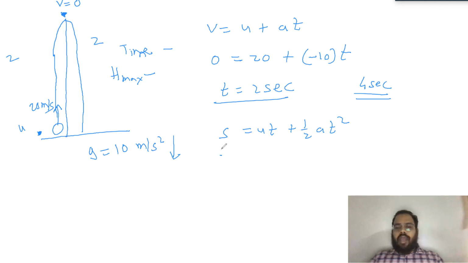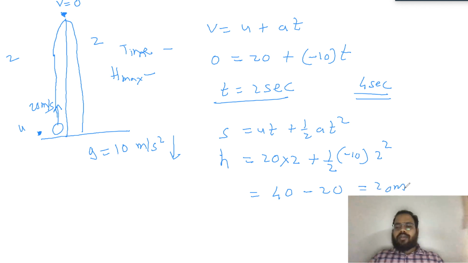So again my s will be my height, that will be equal to u into t. So u will be my 20 into time. Time is 2 seconds. From here to here time is 2 seconds. 20 into 2 plus half into minus 10. Gravity is downward, so it will be minus 10 into time square. Time square will be 2 square. So this will be 40 minus, this will be 5 4s are 20. So my answer will be 20 meters.